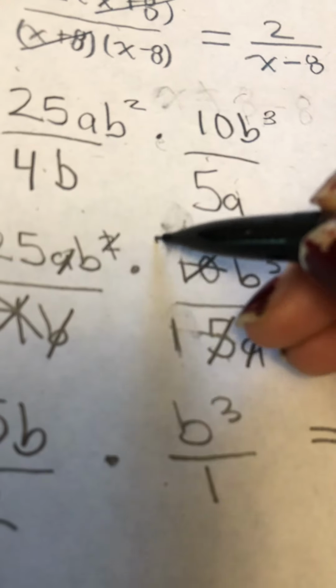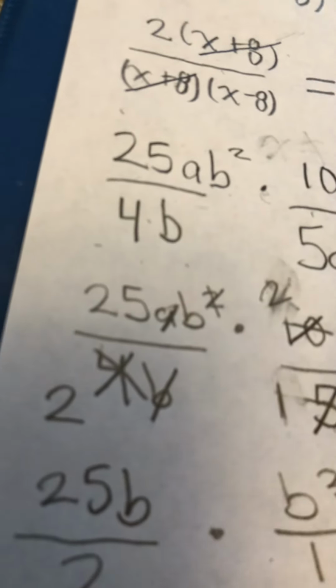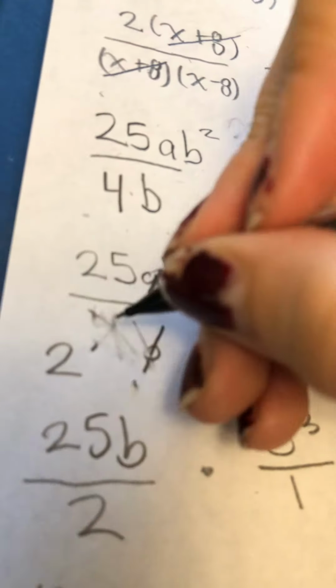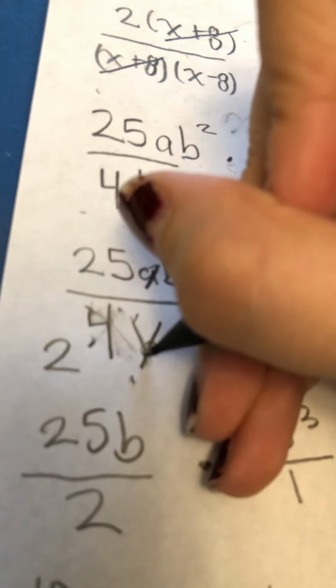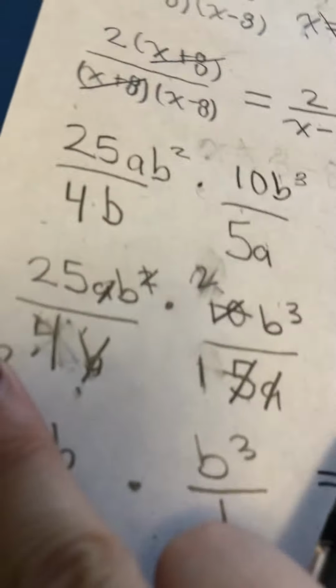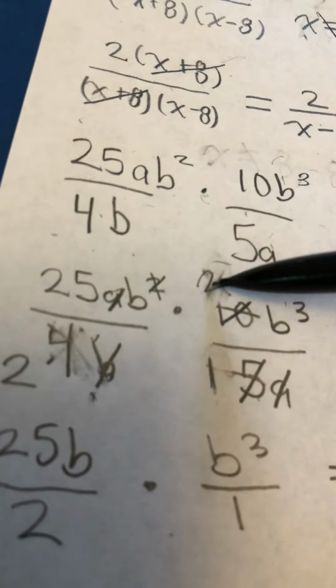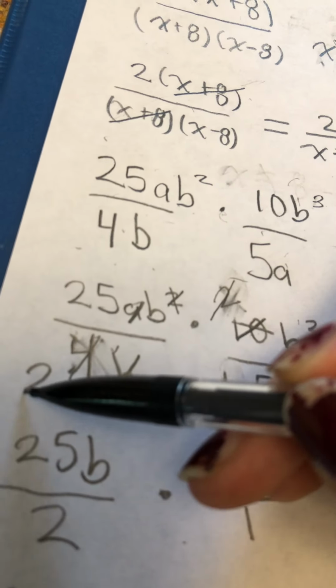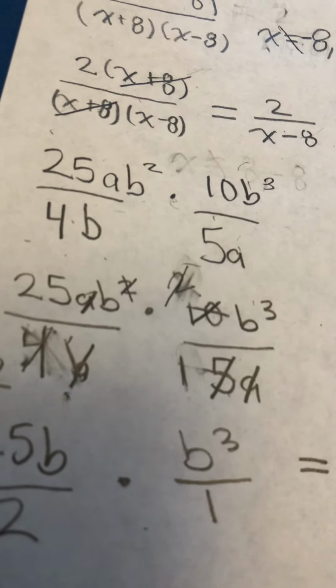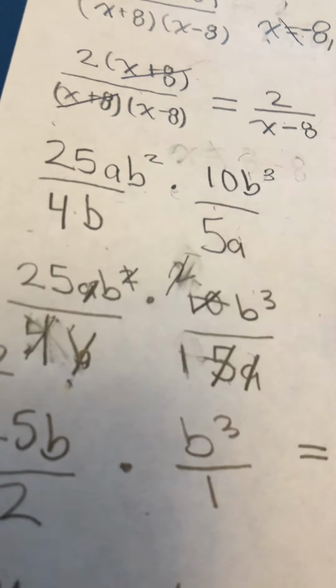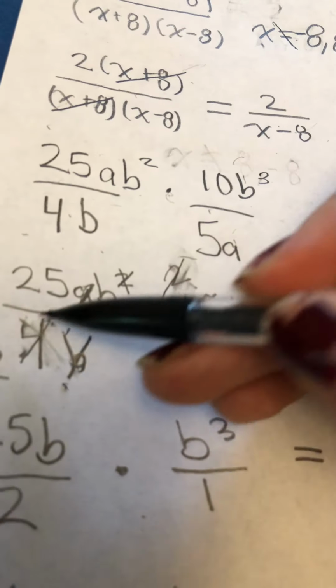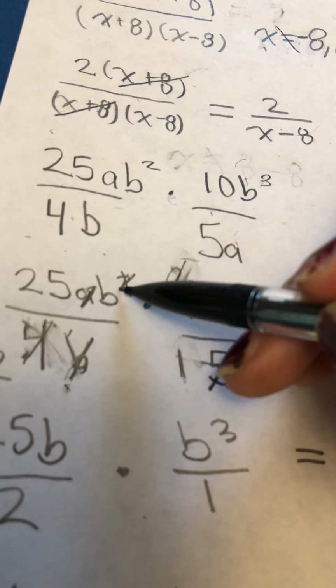So this would just turn into a 1, this would be a 2. And then over here, we can't really do anything with 4 and 25, so you just leave it. Now we do our cross cancellation. So 2 and 4 would give us 2. We've got an a over here, we've got an a over here, we cancel that out. Within our fraction here, we've got a b and a b squared, so now it's just b.